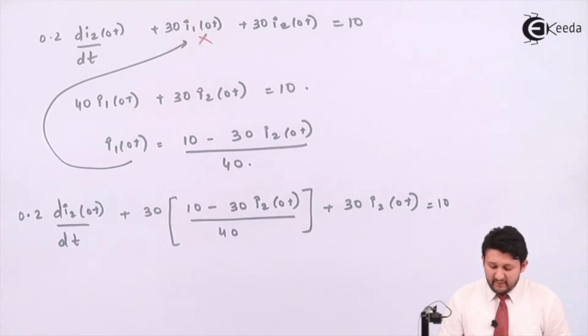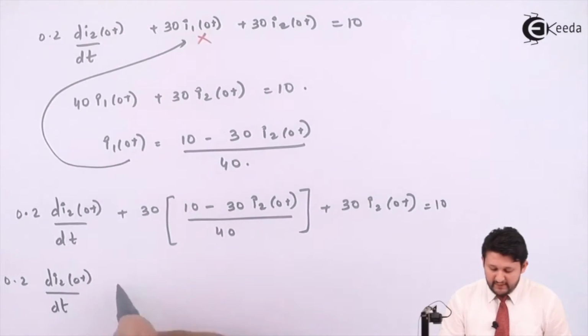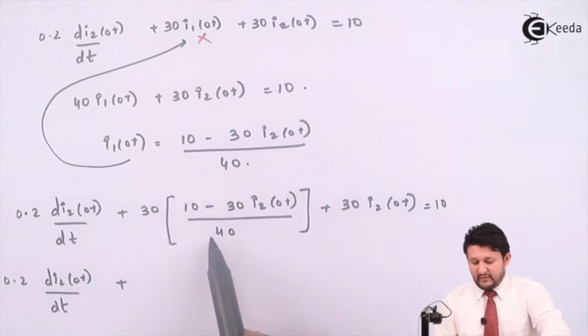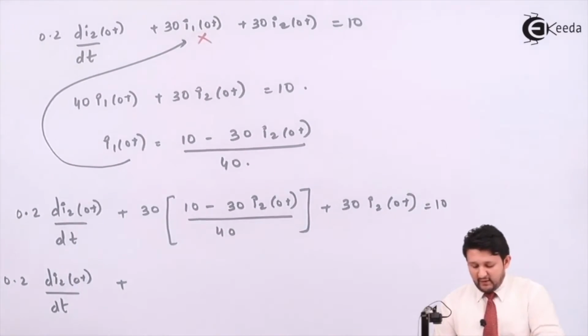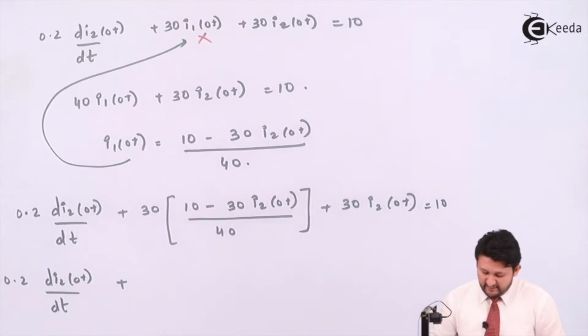So simplify the above equation, my dear friends. You'll get 0.2 di2 upon dt plus, so divide 30 by 40. The value which you get after dividing 30 by 40 is nothing but 0.75. So multiply 0.75 into 10.